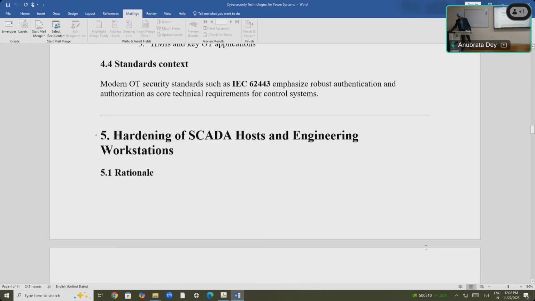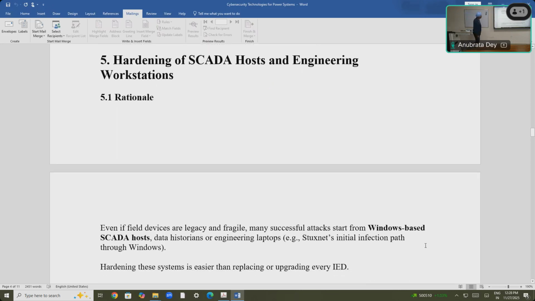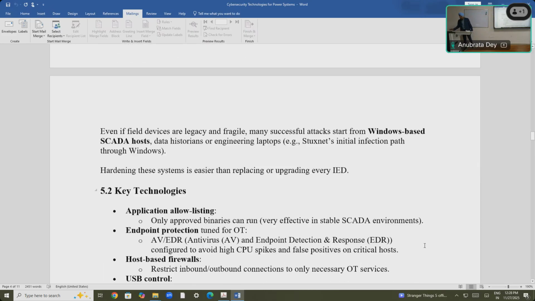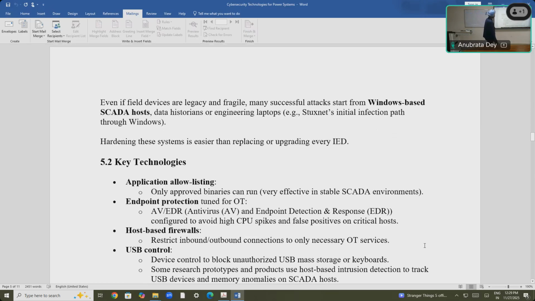And then the fifth priority that you can do is hardening of SCADA hosts and engineering workstations, okay? Right? And the rationale is, even if you have your field devices, which are legacy devices, which are fragile, many attacks, if you analyze the attacks, they are happening from Windows-based SCADA hosts, okay? There are very few attacks happening actually directly from IEDs. Only when IED ports are left open or passwords are compromised for IEDs, or they are very easy passwords and so on. But this is where it happened, right?